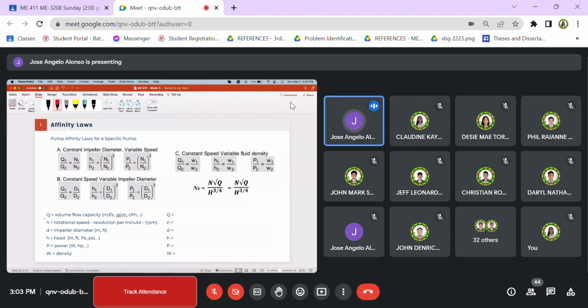So meron na tayong detail nung volume flow capacity. Meron na tayong details nung existing na rotational speed, the impeller size, the total head ng pump na gumagana, the power, at saka anong density ng fluid na dumadaan dito. Then, we are asked to do is, okay, sige, palitan natin yung speed ng pump na to. Meaning, palitan natin yung motor na ginagamit. Taasan natin yung revolution per minute niya. So, N2 here is greater than N1.